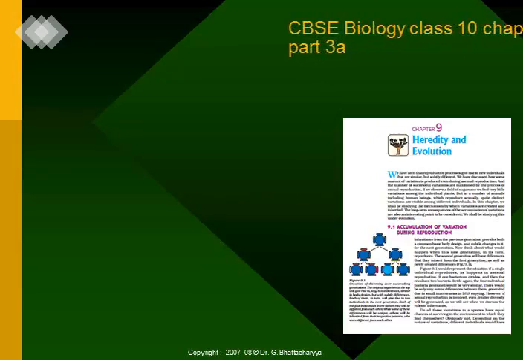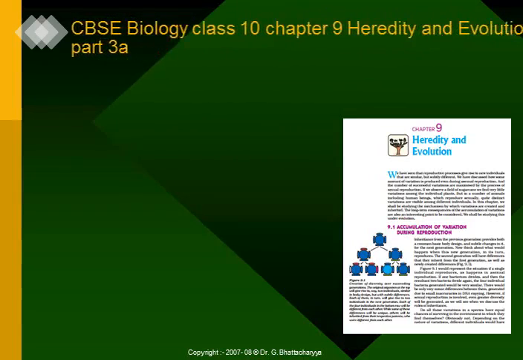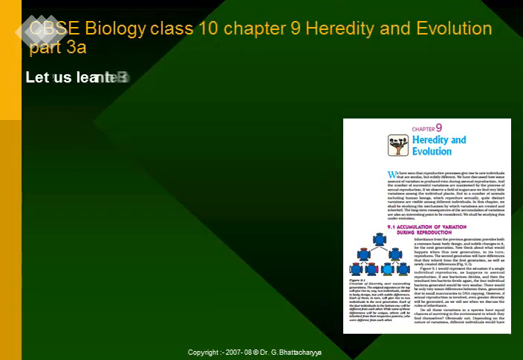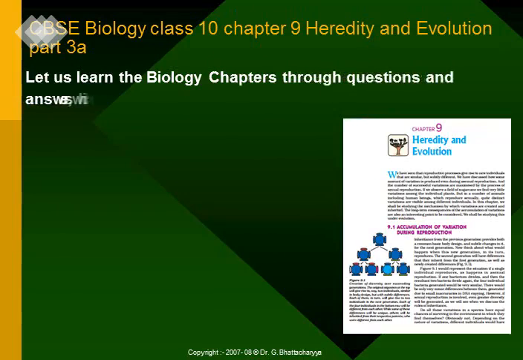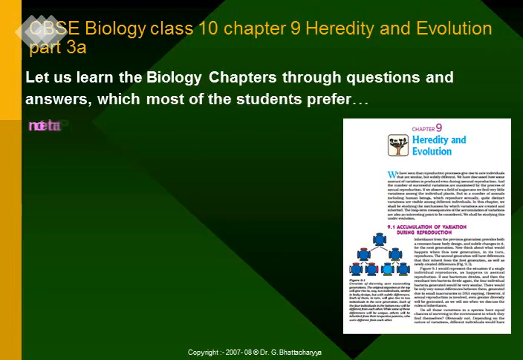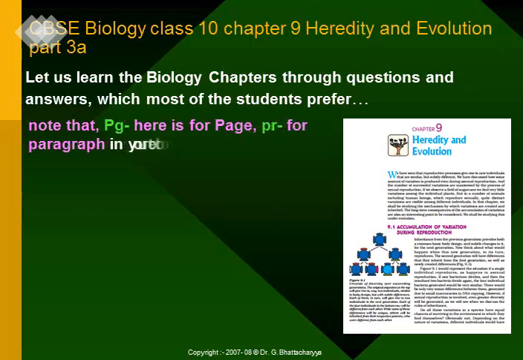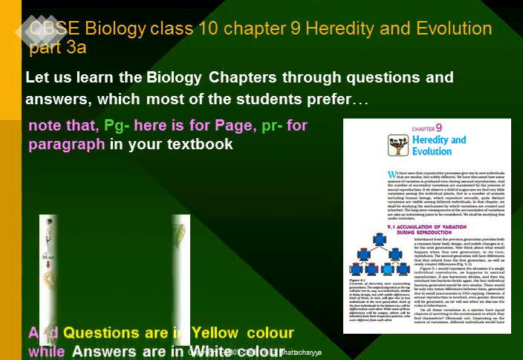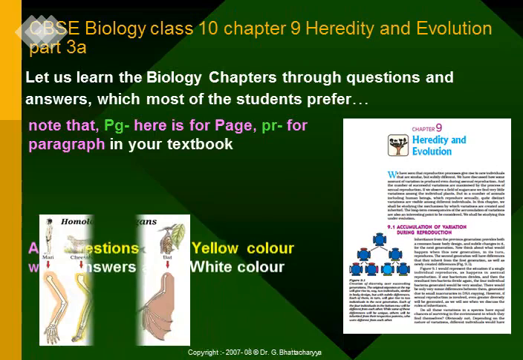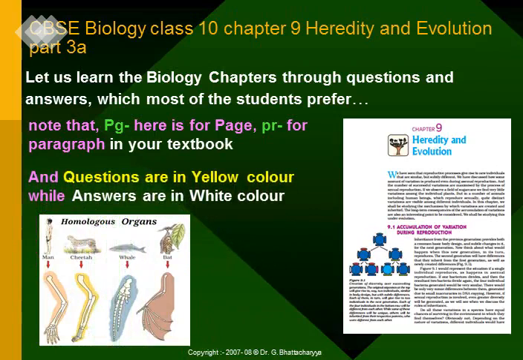CBSE Biology, Class 10, Chapter 9, Heredity and Evolution, Part 3a. Let us learn the biology chapters through questions and answers, which most of the students prefer. Note that PG here is for page, PR for paragraph in your textbook, and questions are in yellow color while answers are in white color.